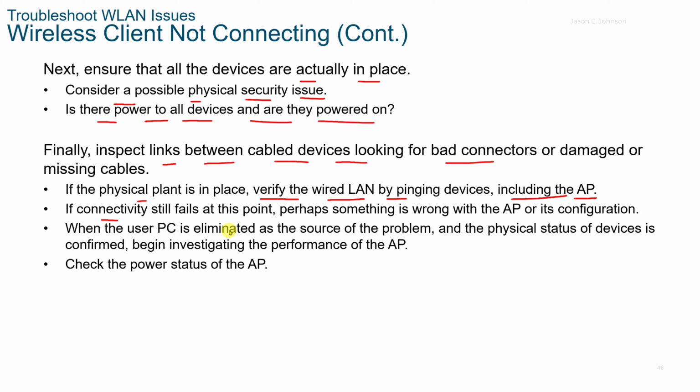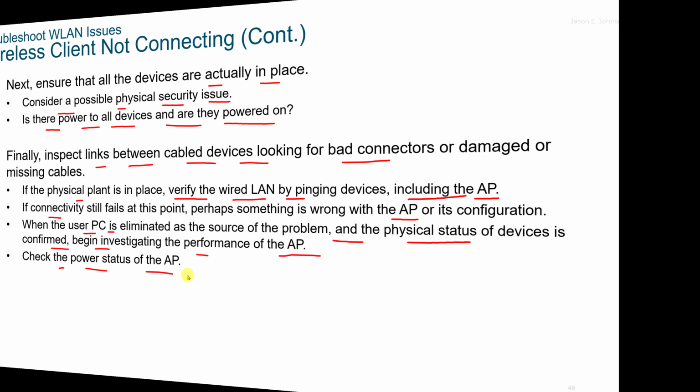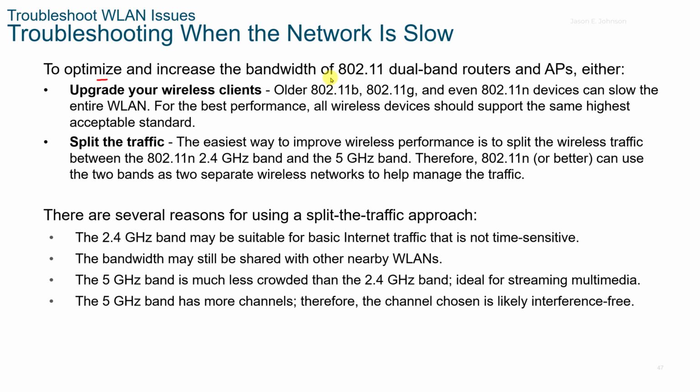If connectivity is still failing, perhaps something's wrong with the AP, and you should start looking at its configuration. When the user PC is eliminated as a source and the physical status of the devices is confirmed, you can start investigating the performance of the access point. Check the power status and check the connection into the access point.